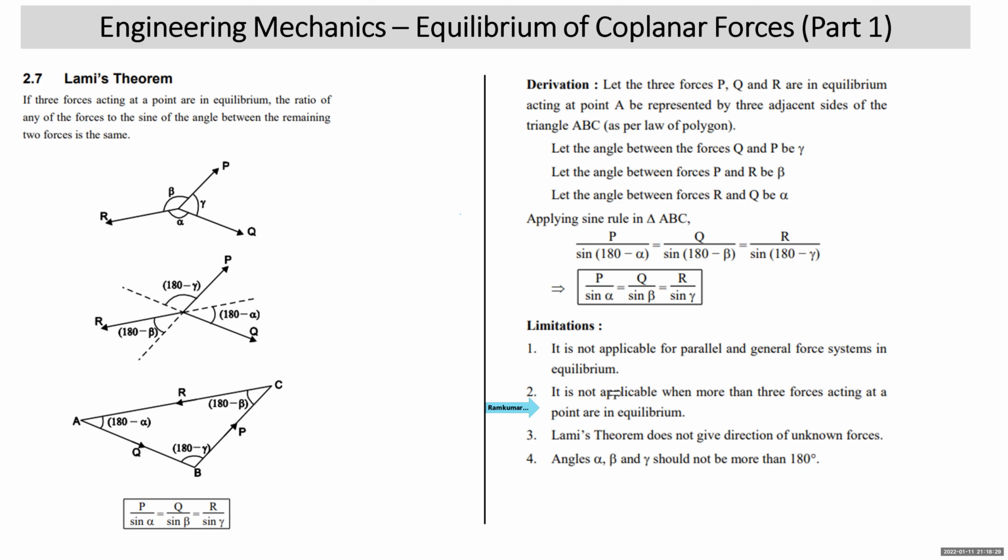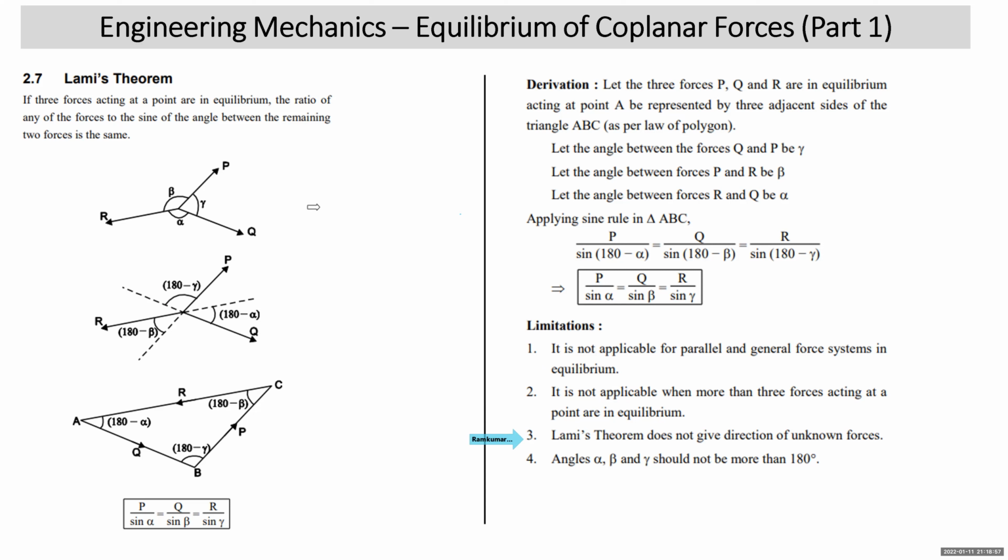That means, again I repeat, this is not applicable for a parallel force system, not applicable for a general force system, applicable only for a concurrent force system, and that too only when three concurrent forces are in equilibrium. It is not applicable for less than three. It is not applicable for more than three. Lami's theorem does not give the direction of unknown forces, whether this P is towards the body or away from the body. Lami's theorem will give you only the value of P.